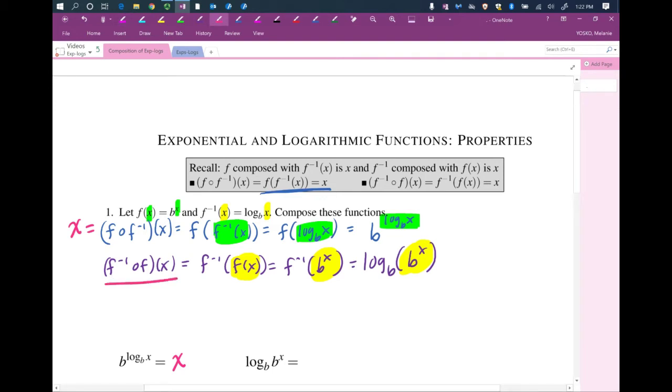Here we have a function composed with its inverse. The input is x, that means the output is x. So we see that x equals all these equal signs, log base b of b to the x. So when you compose this function with its inverse, you do get x. The input here was x, the output is x. So we know log base b of b to the x is just x. So whatever this input is, it's the same as the output. Okay, let's try some examples.